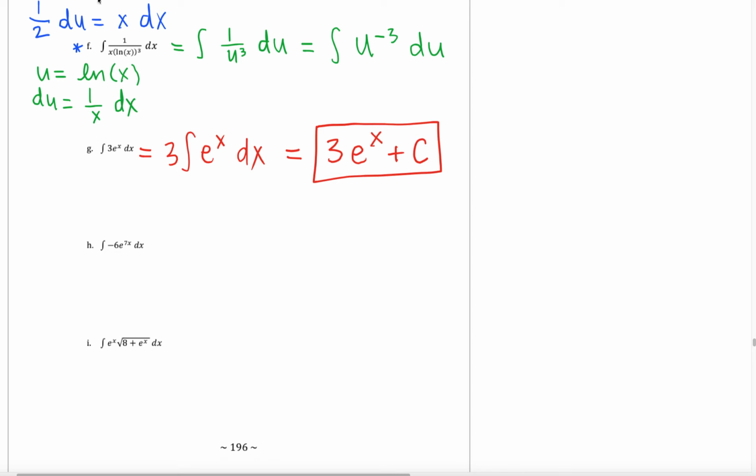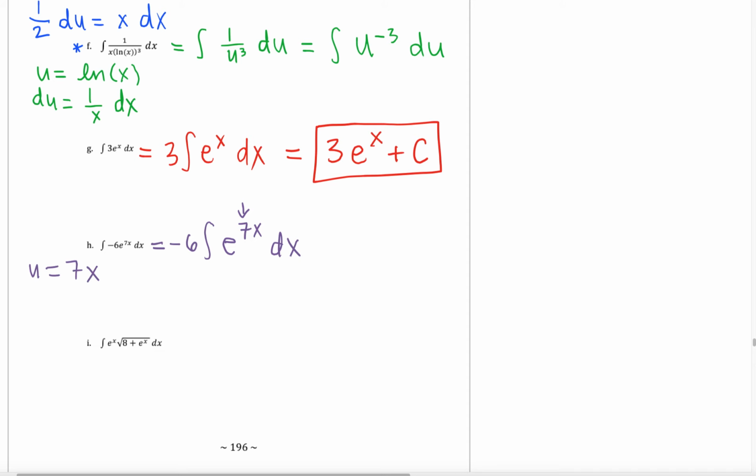Now let's look at example H. So we have the integral of negative 6 times e to the 7x dx. This one's going to get a little bit more complicated. We still have a coefficient, so I can go ahead and take that out of the integral. So the -6 can come out, and we're just left with the e term inside of the integrand. From here, although it looks really similar to e to the x, the fact that I have this extra 7 in front is actually going to force me to have a u substitution here.